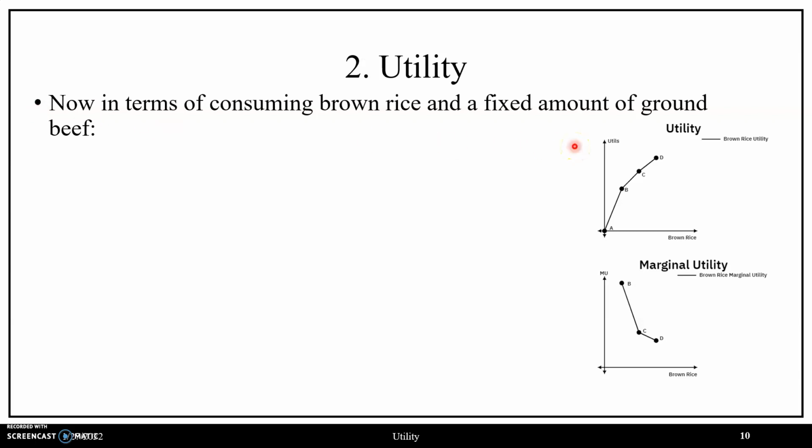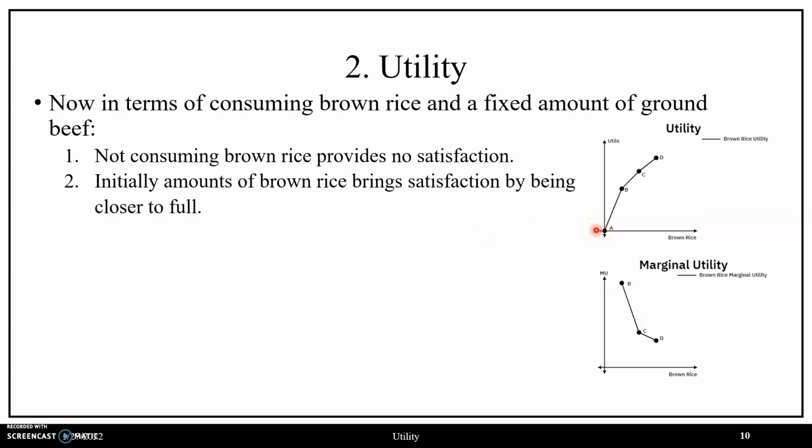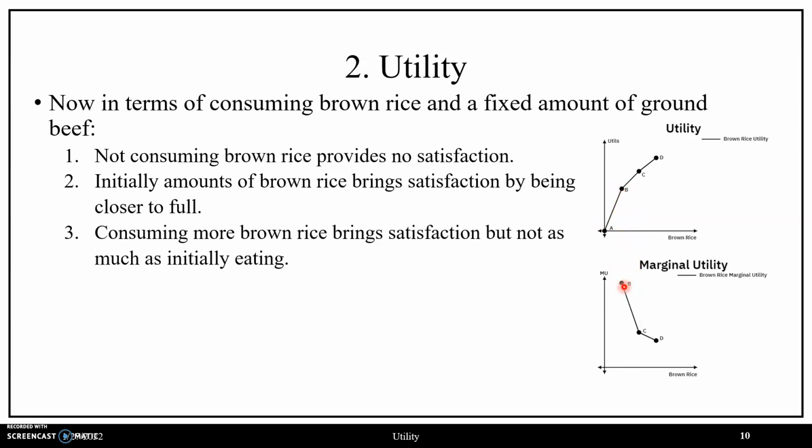Now in terms of our graphs, in terms of utility, utils on the vertical, brown rice on the horizontal, marginal utility on the vertical, quantities of brown rice on the horizontal, we have the same story. Not consuming brown rice provides no satisfaction, as we see with point A. Initial amounts of brown rice will bring satisfaction, as we see with point B in both utility and marginal utility. Consuming further amounts will bring satisfaction, but not as much as before, as you see with point C in both terms of utility and marginal utility.